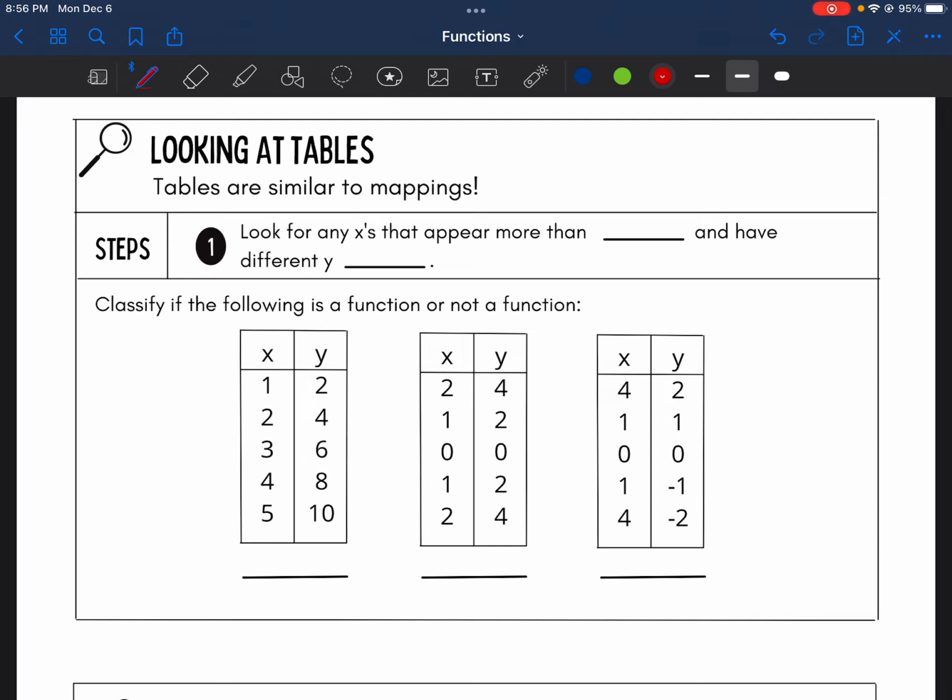We're going to look for any x's that appear more than once, so 2 or more times. But this time we're going to take an extra step and double check that they have different y values. I say this because sometimes the x's will repeat, but they will actually have the same y values. So we have to be careful.